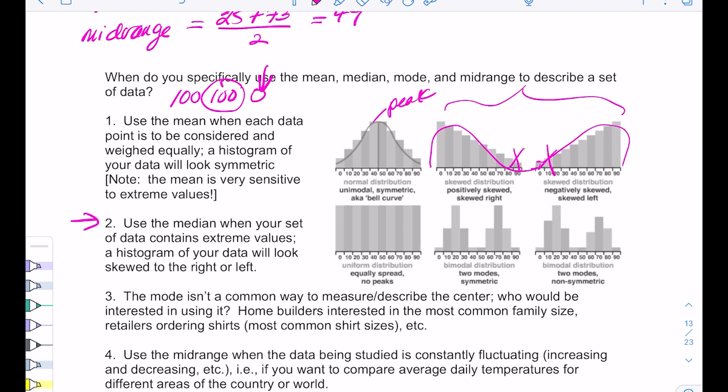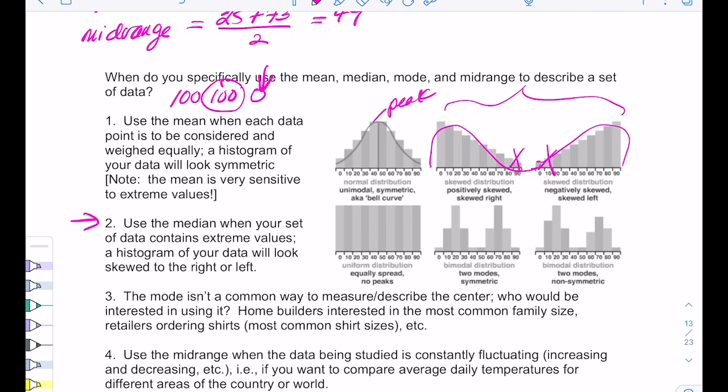The mode isn't usually a common way to describe the center unless you're describing the graph and you say it's unimodal or bimodal. But other than that, we don't really refer to it as a measure of center. Home builders might be interested in it. To name a real life example, if they're building homes and they want to know the most common family size, we saw in our last section when they surveyed families the most common number of children. That would be important to them. Retailers ordering things like, for instance, shirts, they want to know the most common shirt sizes.